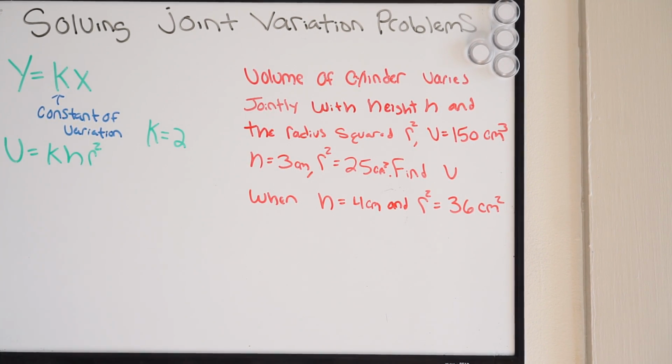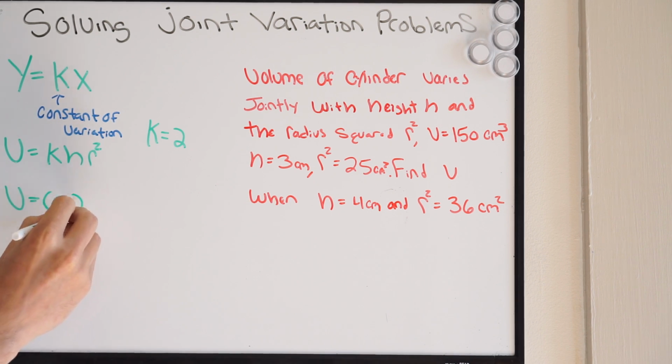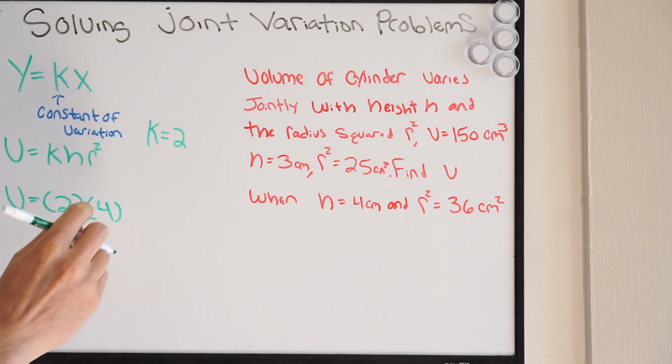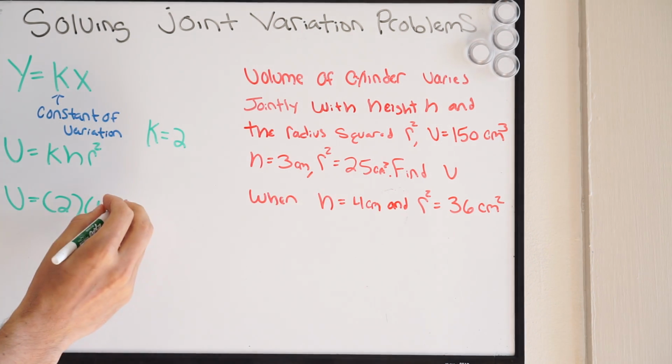And then let's go on to what the problem is actually asking us. It says find V when the height is 4 centimeters and the radius squared is 36 centimeters squared. So let's go ahead and find what that is. So we'll have volume, which we're trying to find. We know what k is, it's going to be 2. We know the height, it's going to be 4. And we know the radius squared is going to be 36.